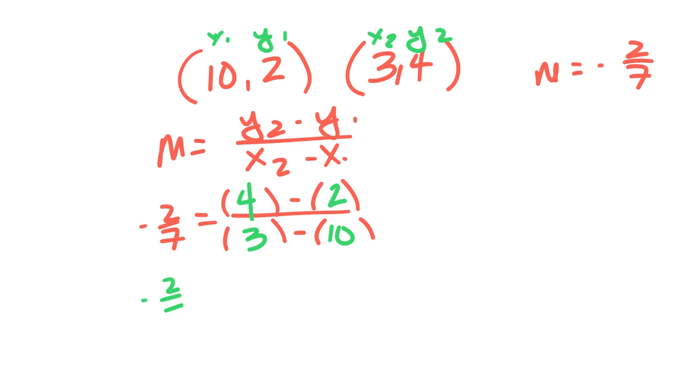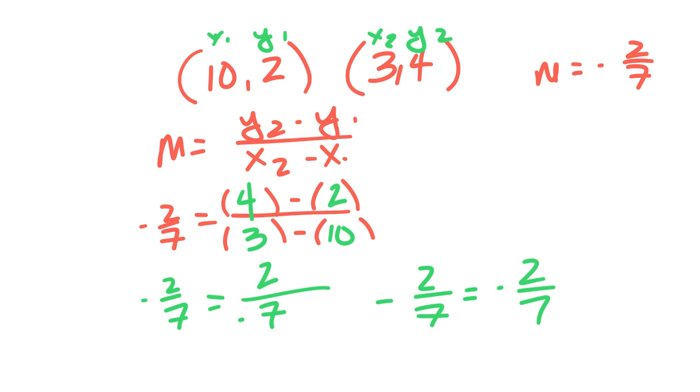So does negative 2/7 equal 4 minus 2, which is 2, over 3 minus 10, which we already know is negative 7? A positive divided by a negative is negative. So I'm left with negative 2/7 equals negative 2/7. And I am done, and I'm correct, and I am happy.